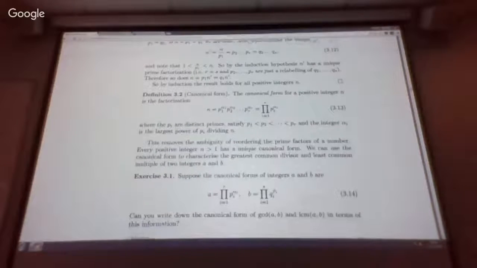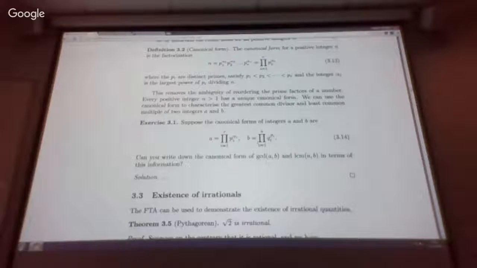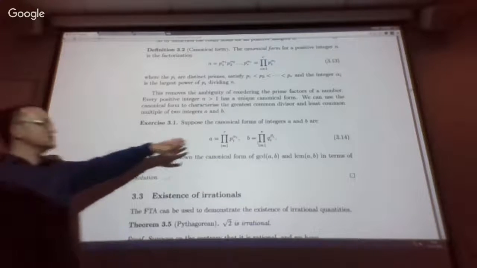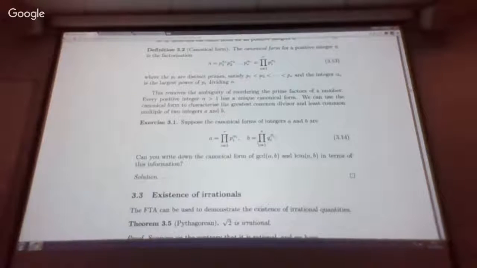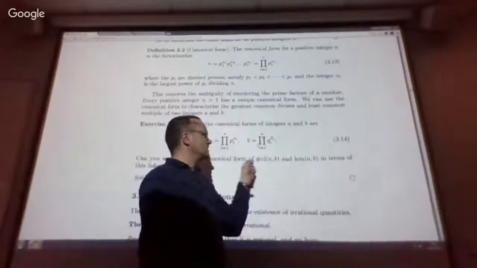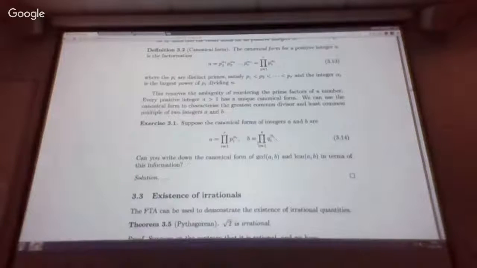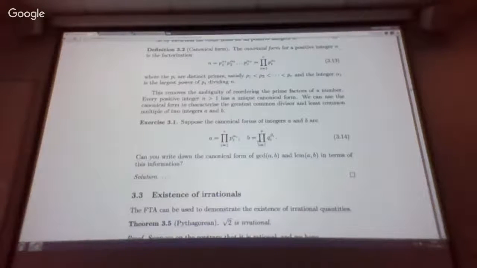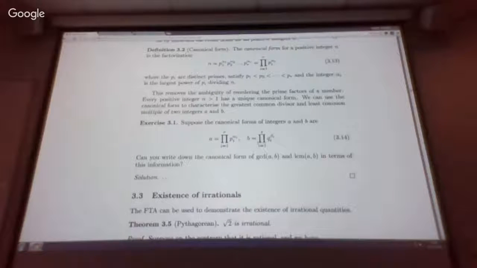Okay, so that about brings us up to where we were last time. So to continue here, we're going to look at some consequences of the FTA and some of the arguments we can build up using this idea of prime factorization. So the first one there is exercise 3.1. Exercise 3.1 is looking at the canonical forms of two integers a and b and asking us, is there a nice characterization of the greatest common divisor and the least common multiple in terms of those canonical forms, those prime factorizations for a and b?